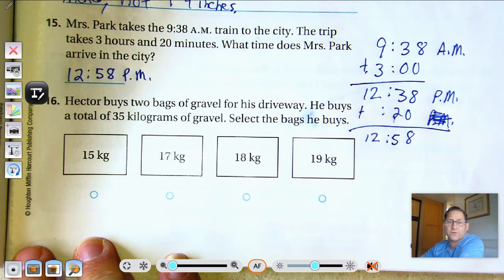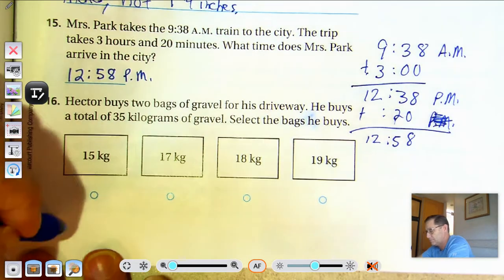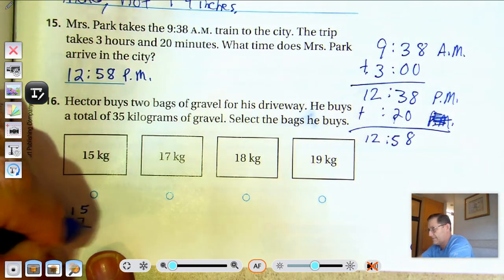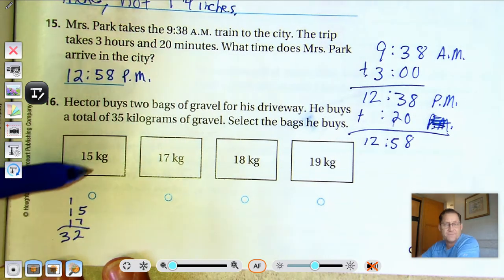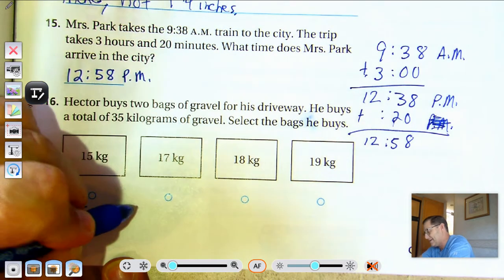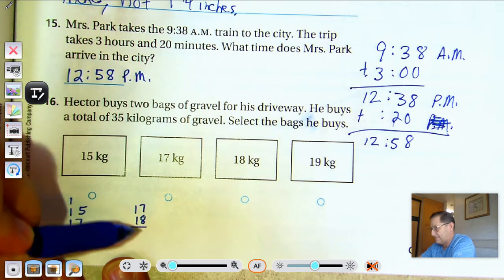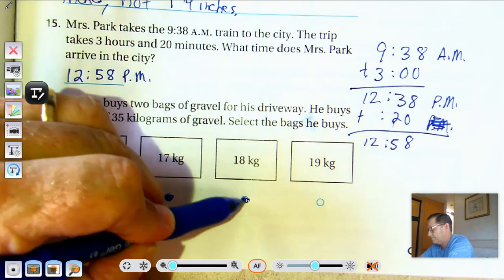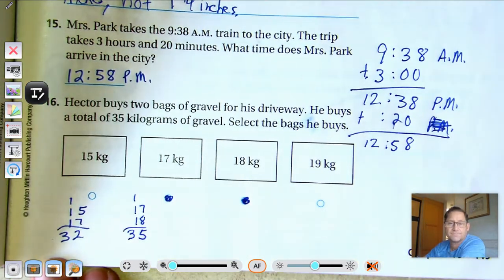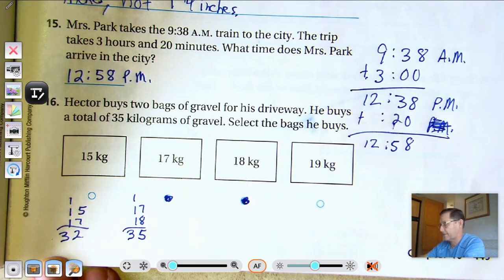Hector buys 2 bags of gravel for his driveway. He buys a total of 35 kilograms of gravel. Select the bags he buys. Well, okay, so the 2 bags have to add up to 35. So kind of a guess and check type deal. Did he buy a 15 and 17 bag? That's 32. No, so he didn't buy 15 and 17. Let's try 17 and 18. 8 and 7 is 15, 35. Oh, okay. All right. That's what he bought. 17.